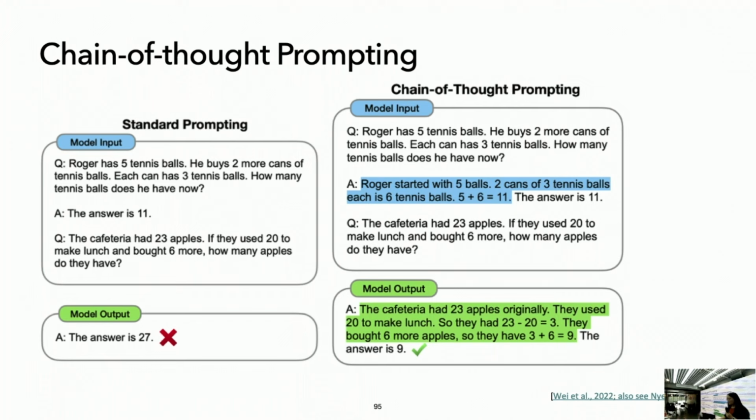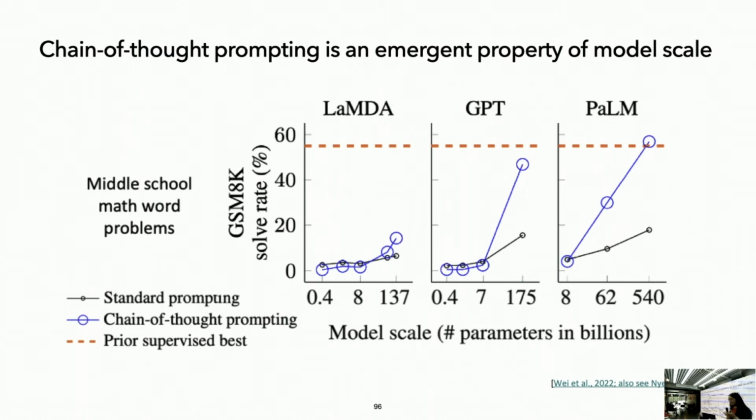So we give it this process of reasoning. And apparently, we found that models start to pick up this kind of step-by-step reasoning. So you see that in order to produce an answer for 9, it actually laid down the process of how 9 is calculated. So this is a kind of reasoning guarantee. Researchers found that chain of thought prompting is an emergent property of model size.